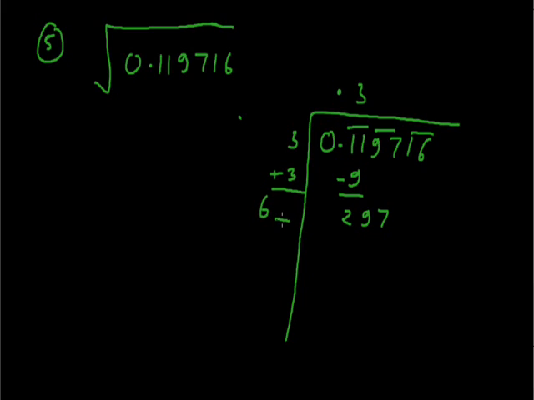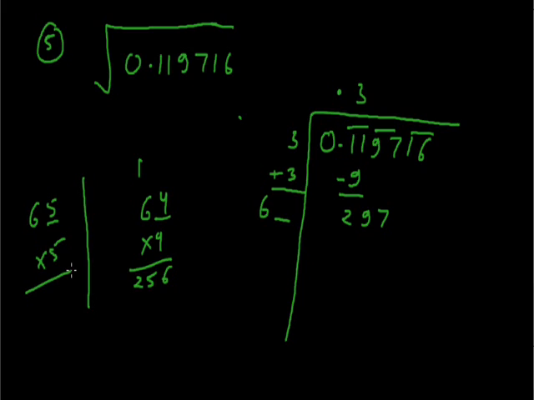Now I have to place a number in this blank so that the product becomes just equal to or less than 297. Let's say I put 4 here. 4 times 4 is 16, 6 times 4 is 24, so I get 256, which is just near to 297. If instead of 4 I put 5 here and multiply with 5, I get 5 times 5 is 25, then 325, which is greater than 297. So I have to put 4 here.